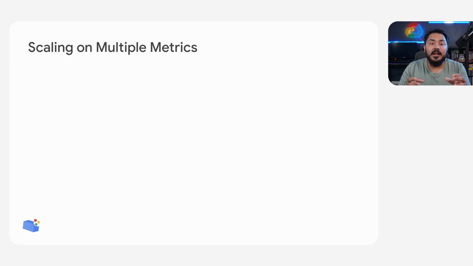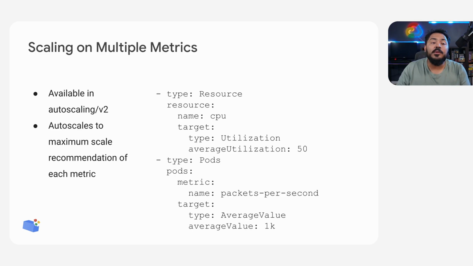You could also scale based on multiple metrics at the same time. This feature is only available in Autoscaling v2 APIs. This will autoscale to the maximum scale recommendation of each metric. In this example, we are scaling based on CPU and the pod metric, and the maximum of the 2 values is going to be what horizontal pod autoscaler sets the replica count to.